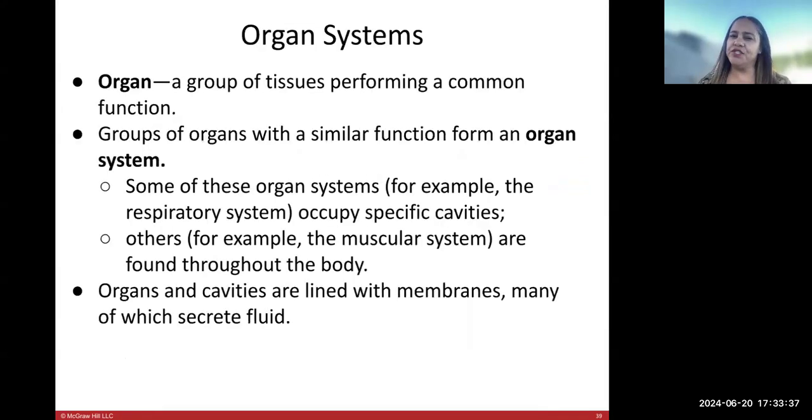An organ is a group of tissues performing a common function, and then groups of organs with similar functions is an organ system. Some of these organ systems, like the respiratory system, occupy specific cavities. Others, like the muscular system or the skeletal system, are found throughout the body. Organs and cavities are lined with membranes, many of which secrete fluid. Fluid often talks to the cells inside the organ and protects them.